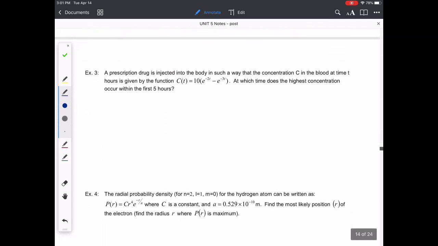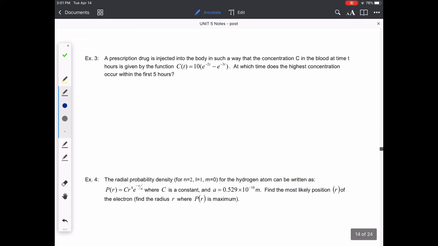For the next one, we have a prescription drug injected into a body such that the concentration in the bloodstream is given after so many hours. At which time does the highest concentration occur in the first 5 hours? If you think about medication, the way it works is you take a pill or you get injected with it, it builds up in your bloodstream, so the potency or the concentration is going up. As it's going up, your body's also consuming it. So it's going to go up to a certain point, to a maximum, and then your body's going to consume it, coming right back down. Okay, so let's keep that in mind.